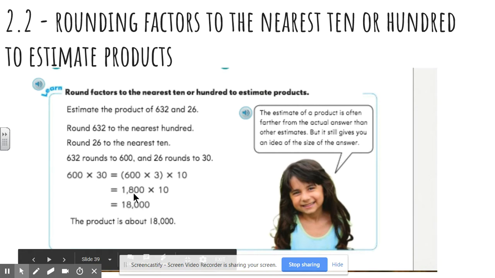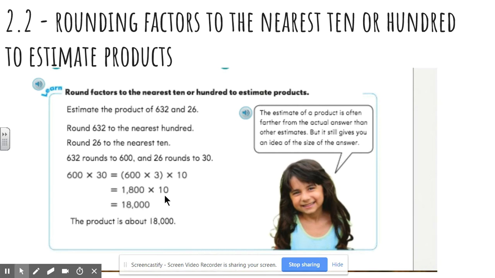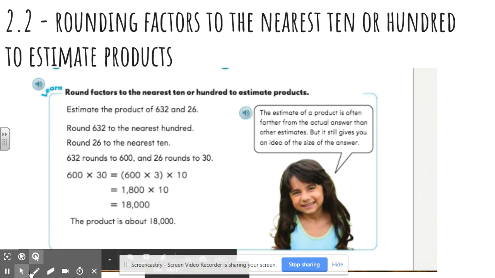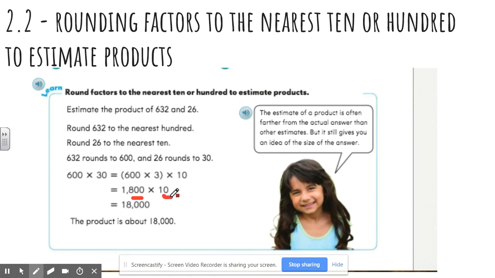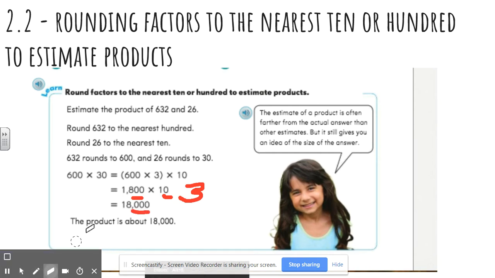A shortcut way is to see the two factors we're multiplying. The 1,800 has 2 zeros. The 10 has 1 zero. There's a total of 3 zeros. So in our answer, or our product, we'll have 3 zeros. Please write down our strategy.